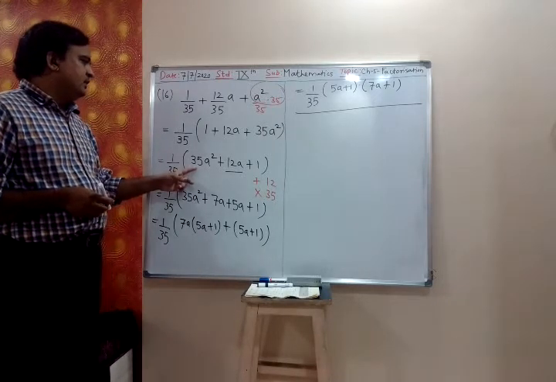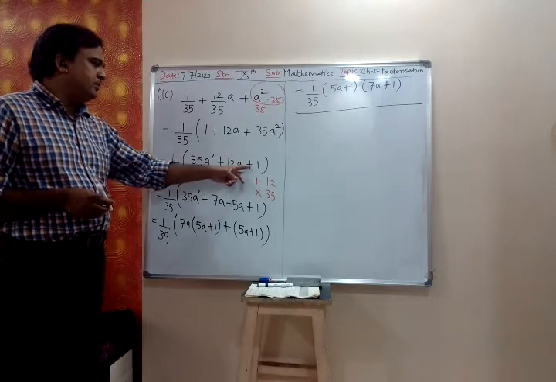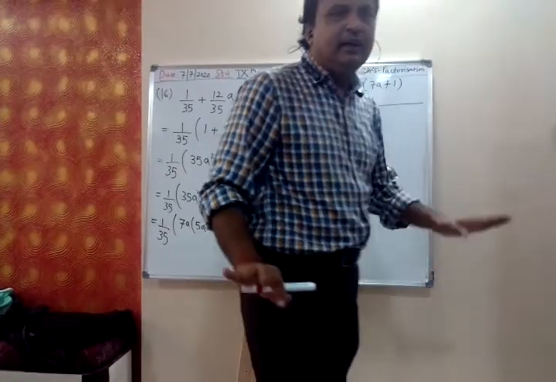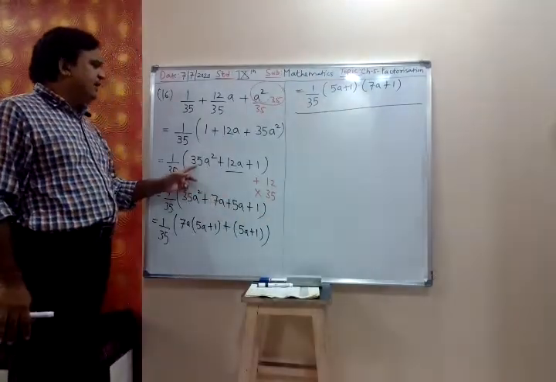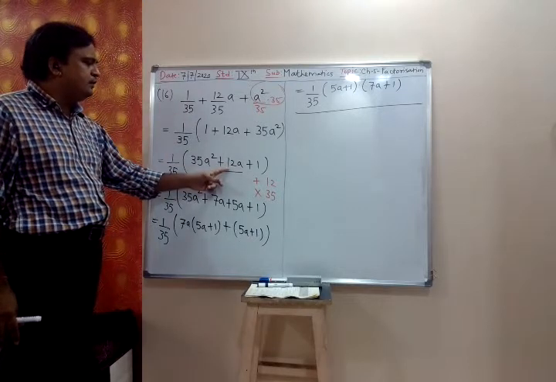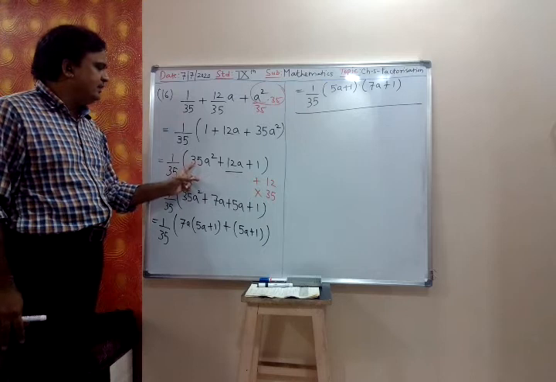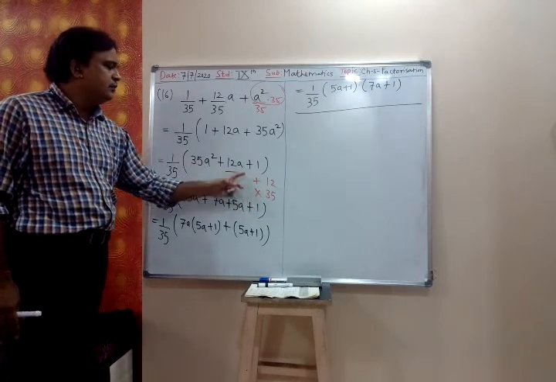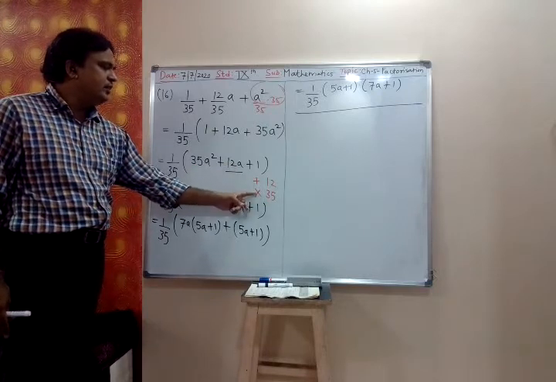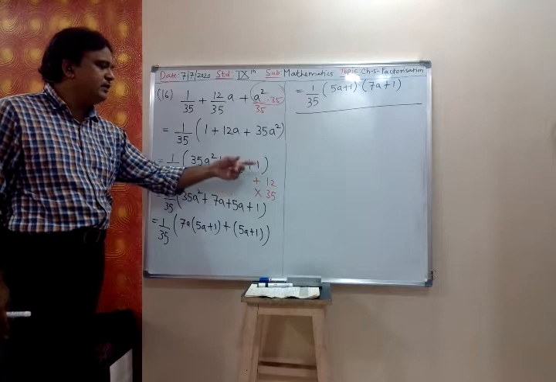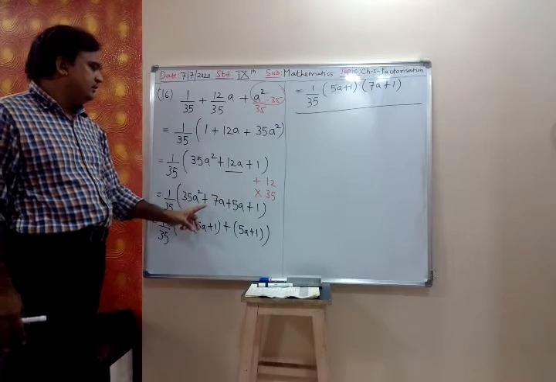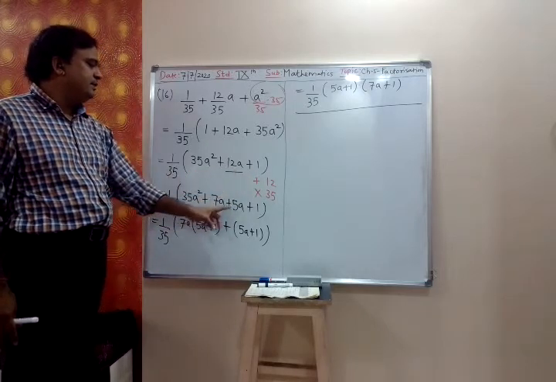Okay, third step. 35a square plus 12a plus 1. Find two numbers whose sum is plus 12 and multiplication is 35 into 1, 35. So find two numbers whose sum is 12 and multiplication is 35. So 7 and 5 are those numbers. When you add 7 plus 5, you will get plus 12. When you multiply, you will get plus 35. So the middle term 12a is split as 7a plus 5a.